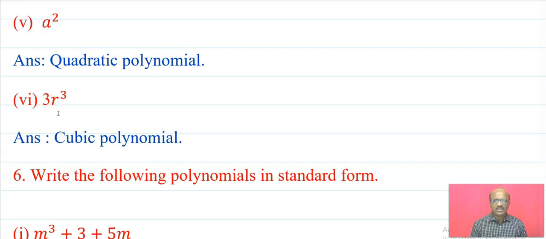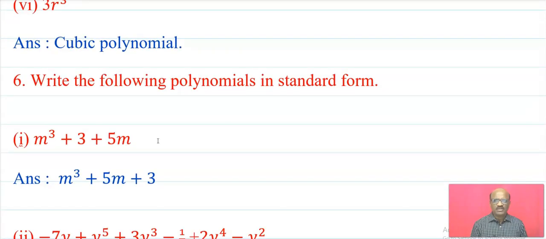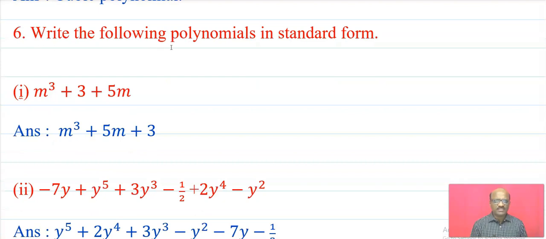The degree of this polynomial is 3 (3r cube). Therefore, it is called the cubical polynomial. Now, the next question is, write the following polynomials in standard form.